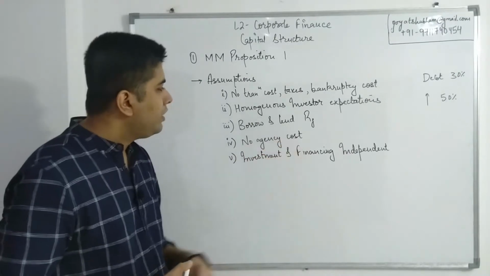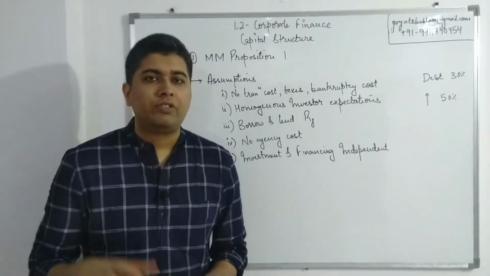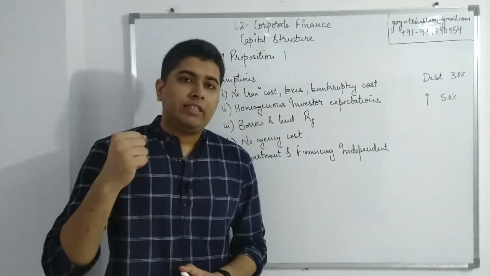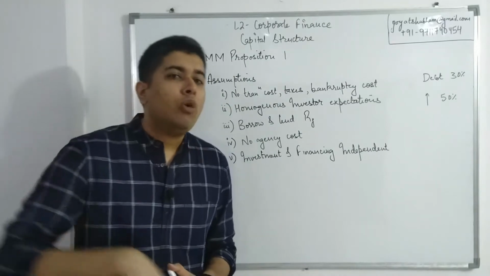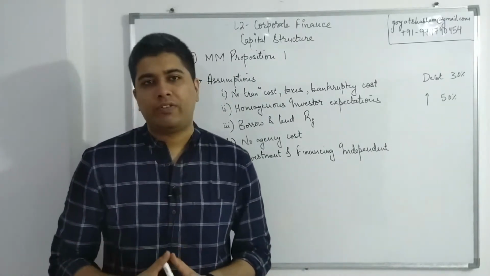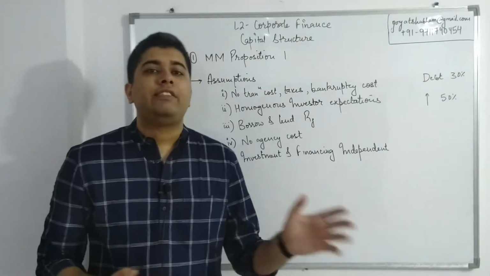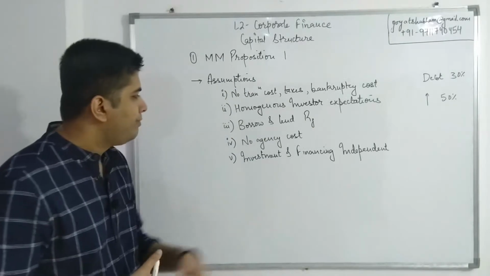Then we have no agency cost. Agency cost is basically everything we've covered in corporate governance. So agency cost is that there is a conflict of interest between shareholders and the management, and all the costs associated with trying to minimize or mitigate that conflict of interest. Those are known as agency costs. So everything we've covered in corporate governance, that is agency cost.